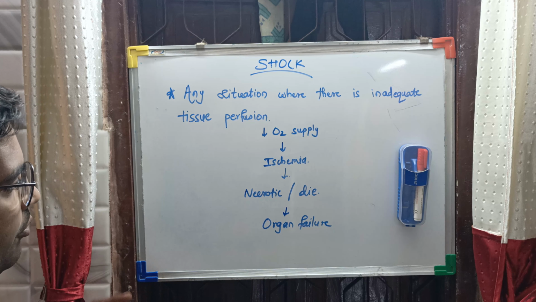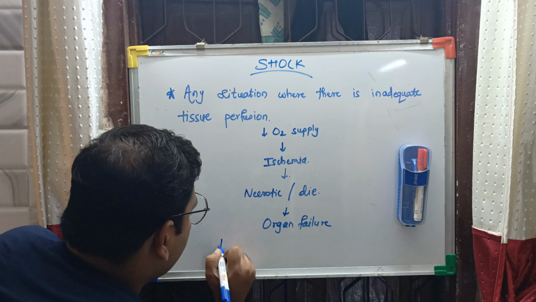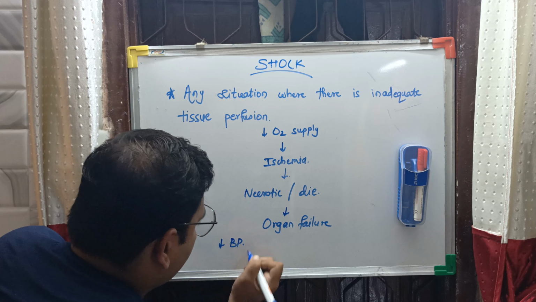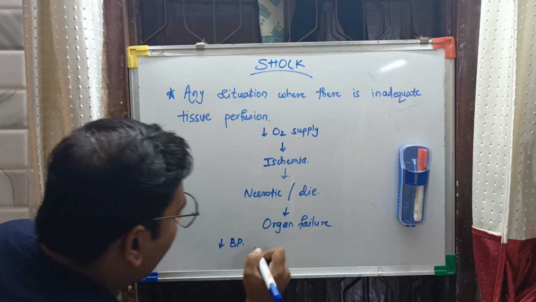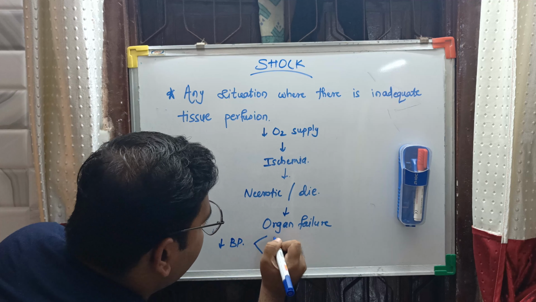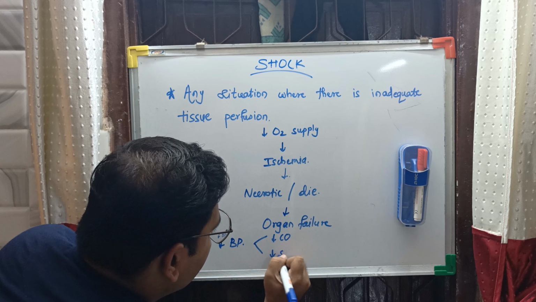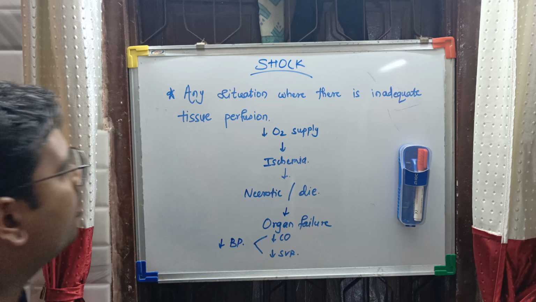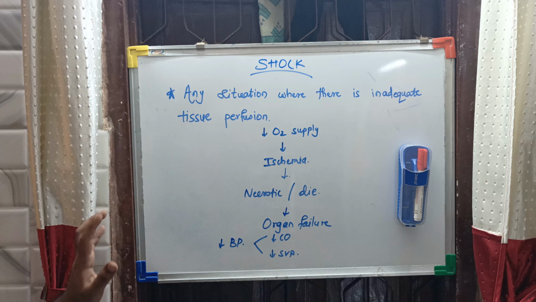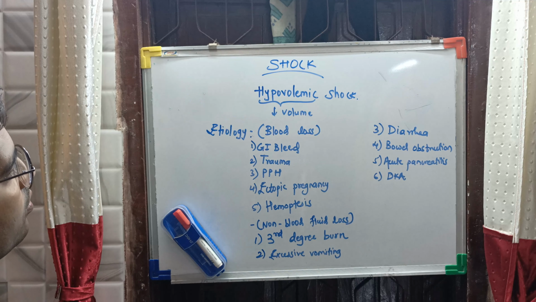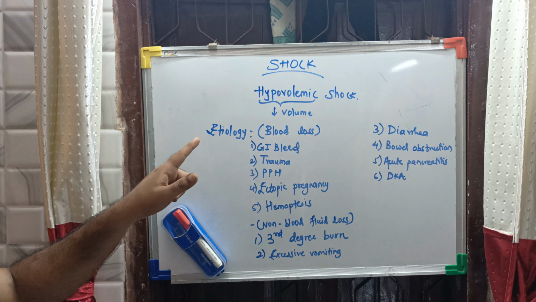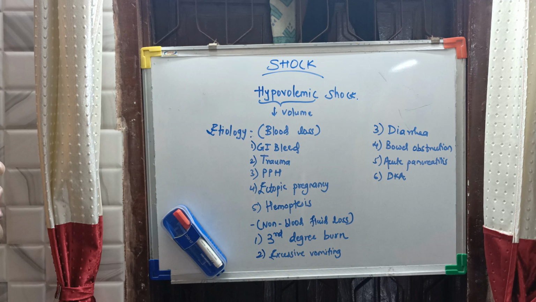The main symptom of shock is decreased BP. There are two causes of this, that is decreased cardiac output and decreased systemic vascular resistance. So this is the overall review of shock we are going to discuss. There are types of shock we are further discussing. Here now we will focus on the first type of shock, that is hypovolemic shock.